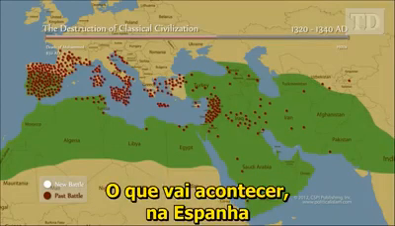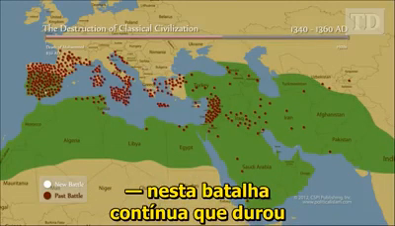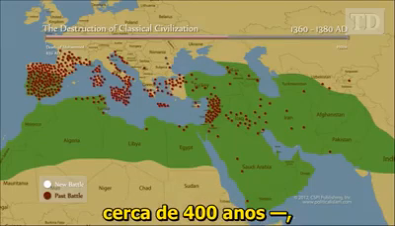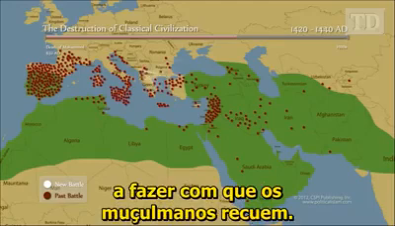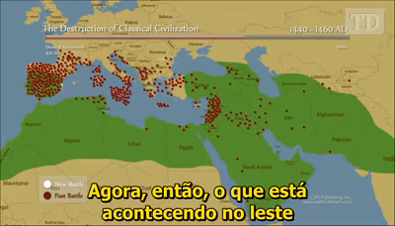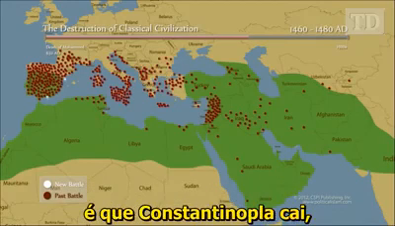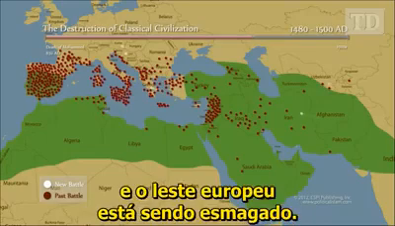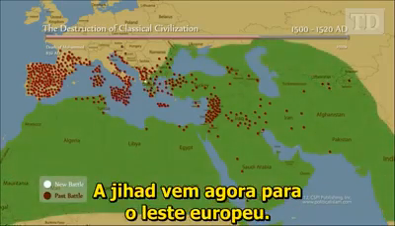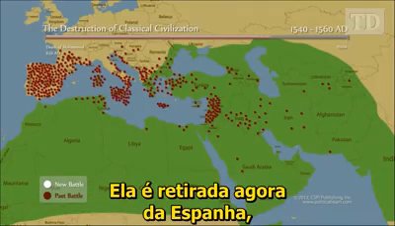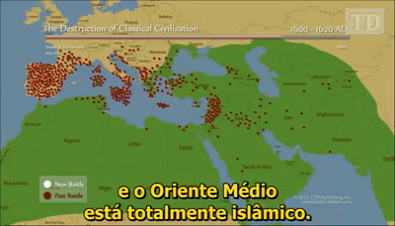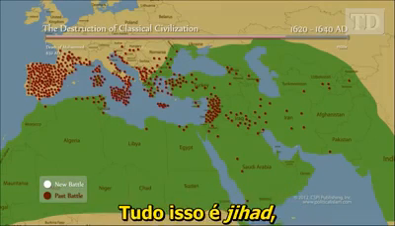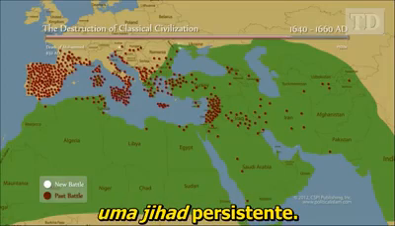Now, what's going to happen is, in Spain, this ongoing fight that lasted for 400 years, the Christians are going to push back the Muslims. But now what has happened over in the east is that Constantinople has fallen, and now Eastern Europe is getting hammered. The jihad now comes to Eastern Europe. It's pushed out now of Spain. Northern Africa is now completely Islamic. The Middle East is completely Islamic. This is all jihad, relentless jihad.